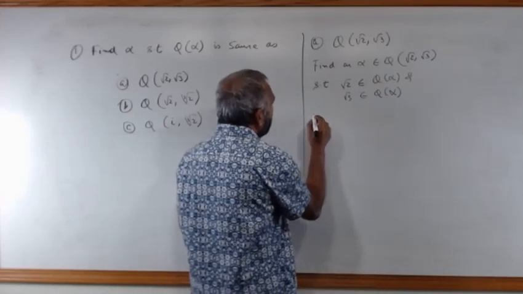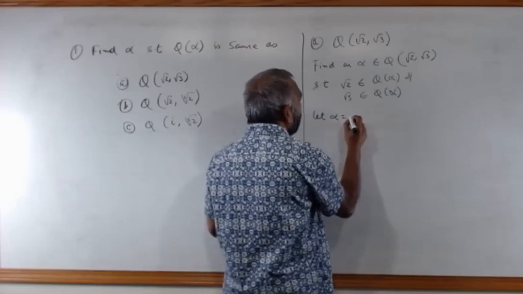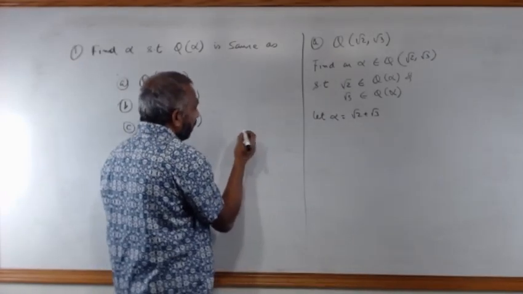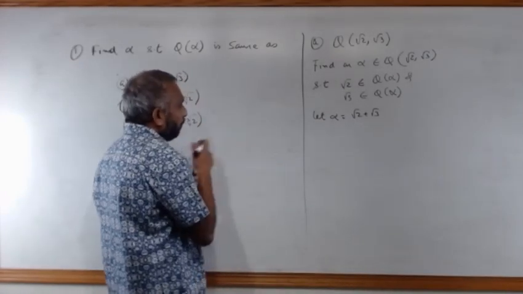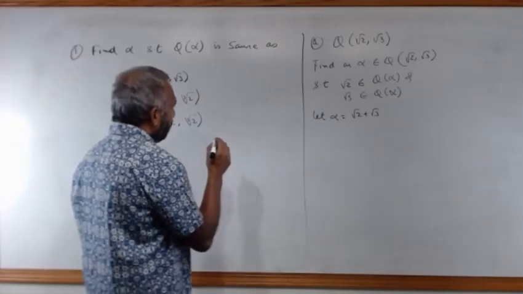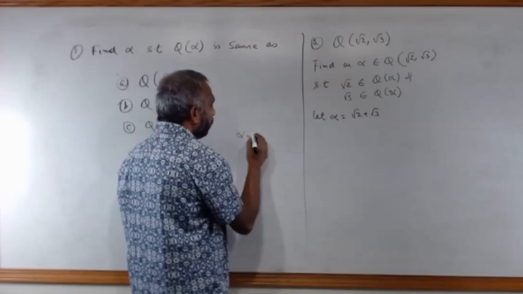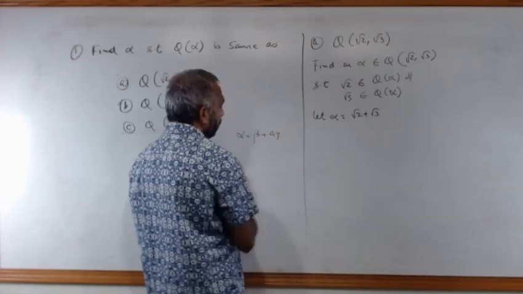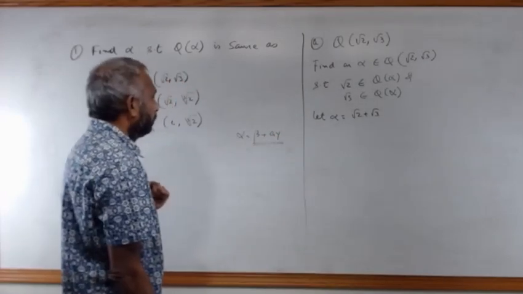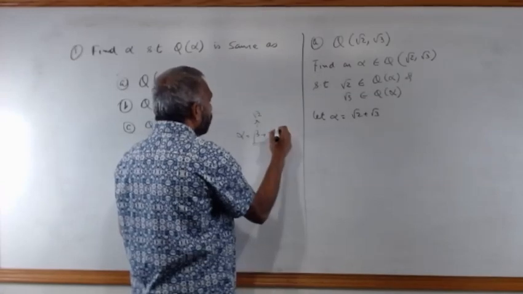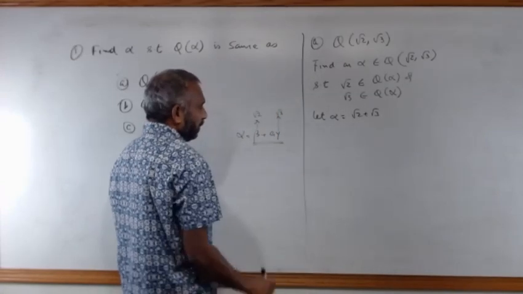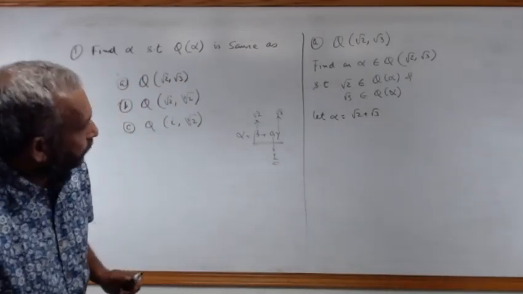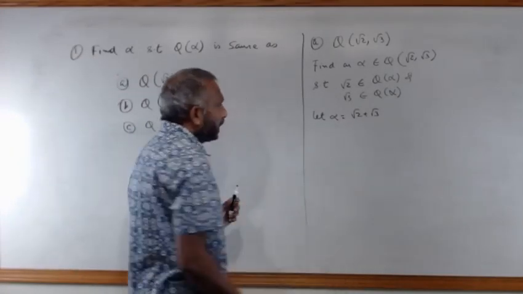So let us consider this element. Let α equal √2 plus √3. Because you know that when you are proving the primitive element theorem, we say α is equal to β plus aγ, a linear combination of these. This is our √2 and this is our √3, and we are taking a equal to 1 here.